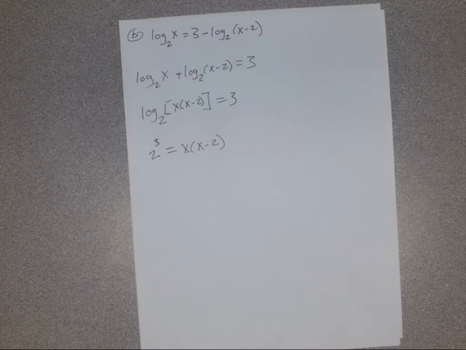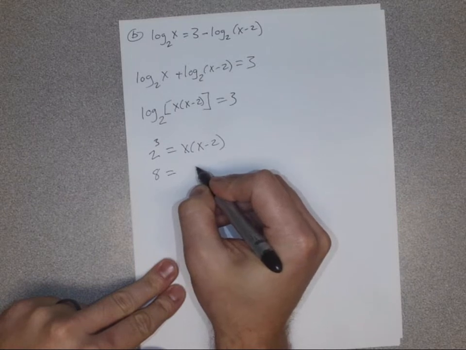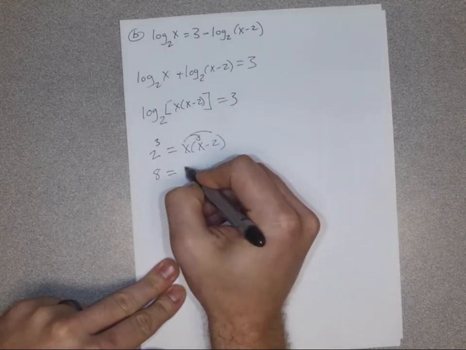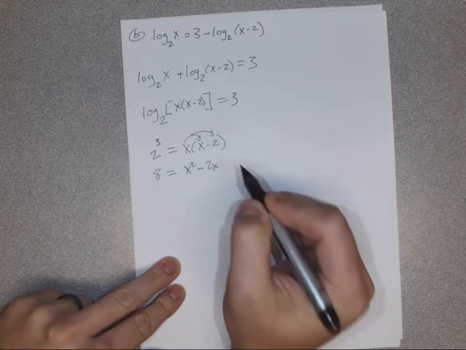All right, so let's just simplify this a little bit. This is 8, and now I'm going to multiply this x into both terms. X times x is x squared, and x times negative 2 is negative 2x.